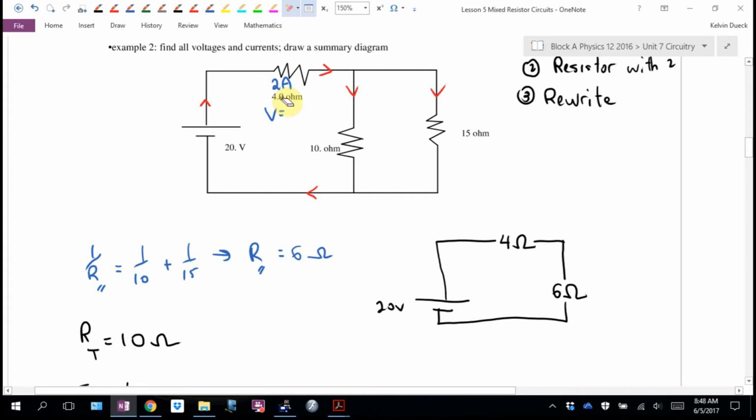2 times 4 is? Loud and proud? Okay. How many volts do I lose going through this resistor, Sam?